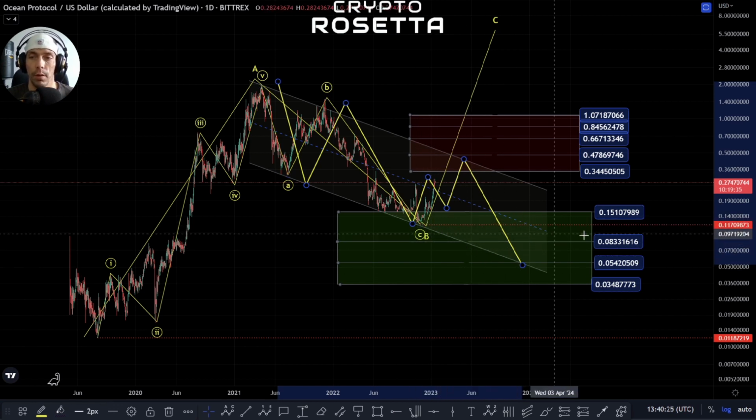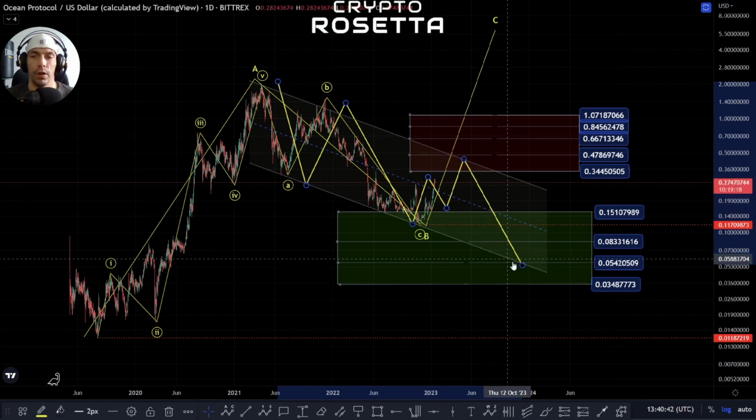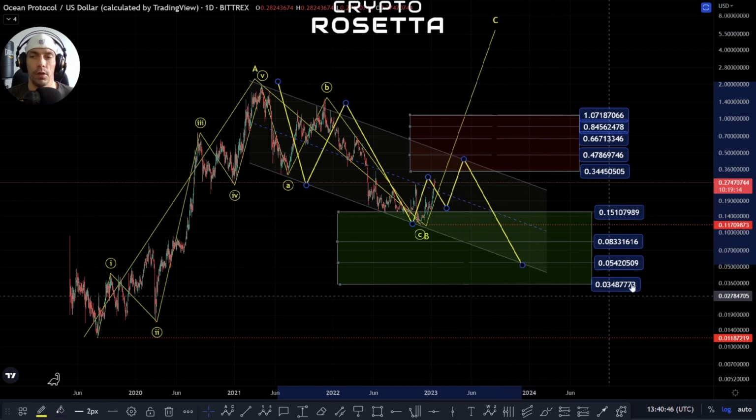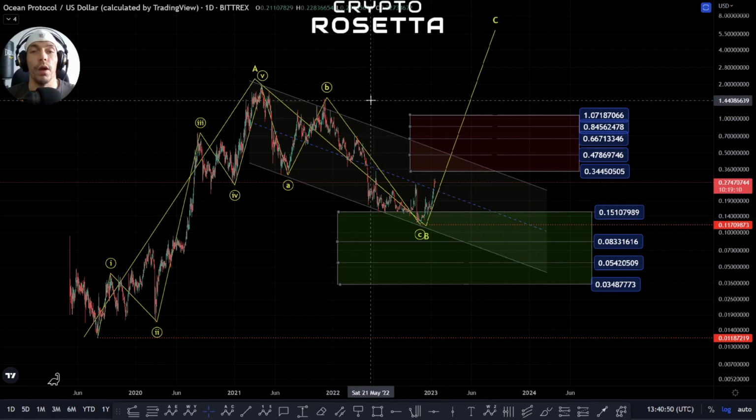If we did break lower, then obviously these support zones would be interesting again. This 0.0833 area lines up with some of this previous support, as does this lower range of the 0.786, which is this 0.34. So if we did actually start to break down, I'd be looking towards this channel line and then potentially some of these areas that are shown on the screen currently. So that's just one way of looking at this move.